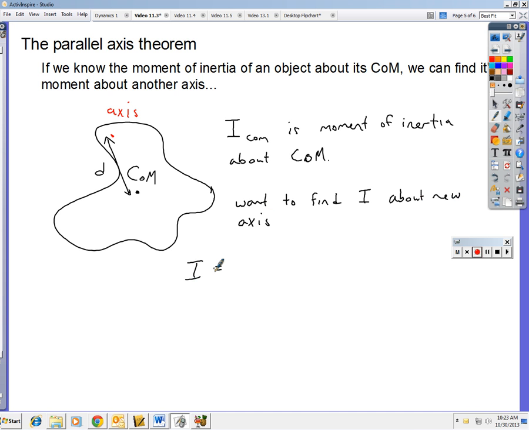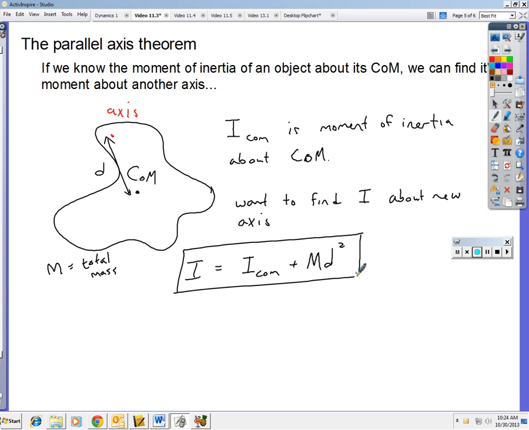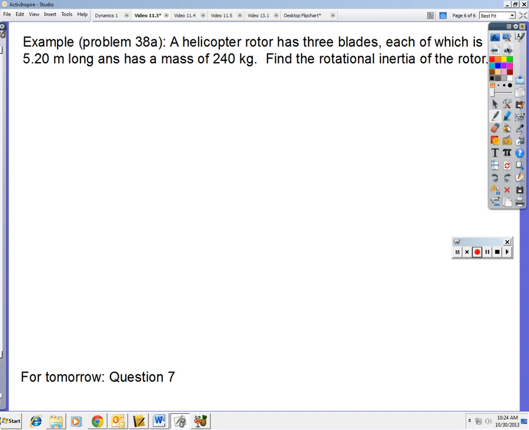I'm not going to prove the parallel axis theorem, but this moment of inertia I is equal to the moment of inertia about the center of mass plus the total mass of the object times d squared, where d is the distance between the new axis and the center of mass. That is a very, very useful thing that you should probably memorize, because you're going to be using it basically on any rotation problem that comes up on the AP test.